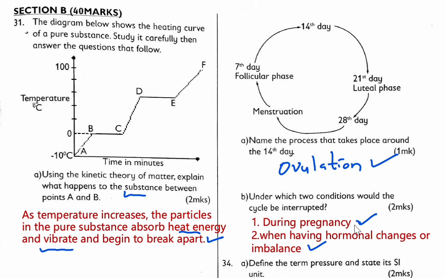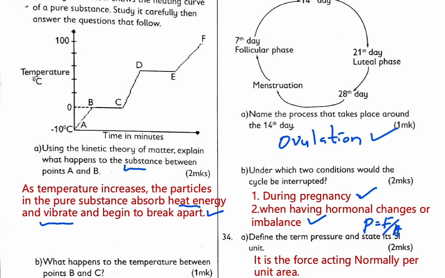Number 34. Define the term pressure and state its SI unit. So from the formula, we know that pressure is equal to force over area. So you can define the term from this formula. You can say pressure is the force acting normally per unit area. You get 1 mark. So acting normally per unit area. So it is force over area.